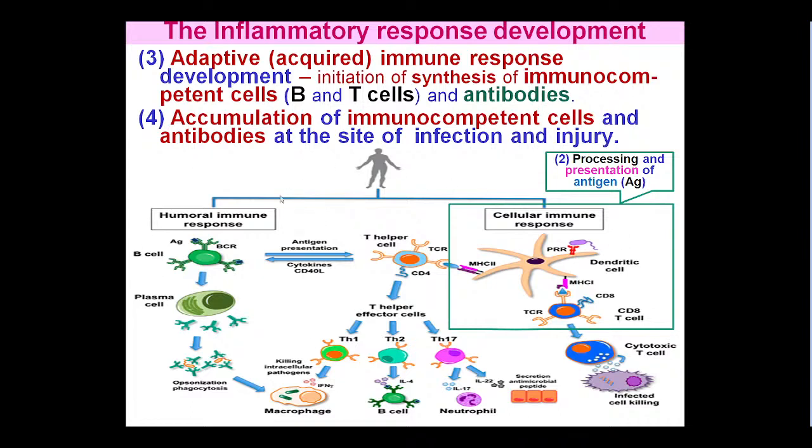Pay attention to this drawing that you see. What do you see? In the upper right part, you see stage number 2, processing and presentation of antigen. This is step number 2. What do you see below in the green square? You see the beginning of the cellular immune response.